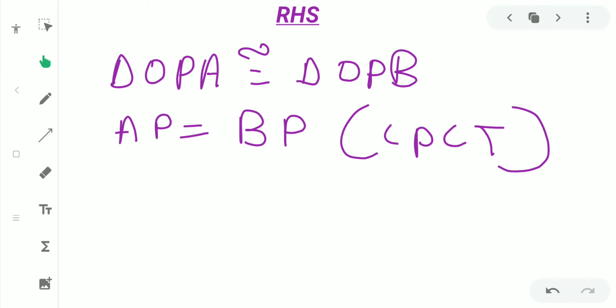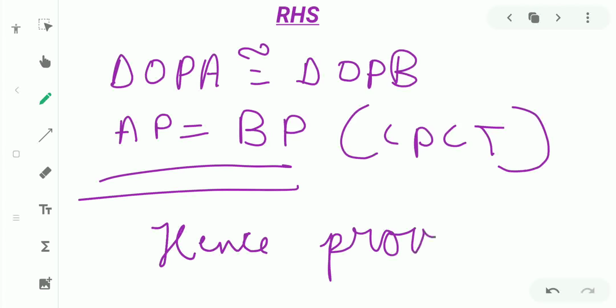So now AP is equal to BP, hence proved. That is what they asked to prove: AP is equal to BP. At last you can write hence proved.